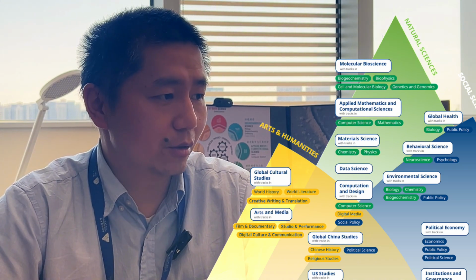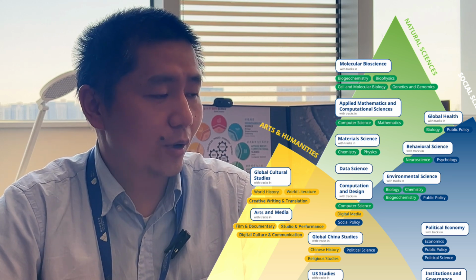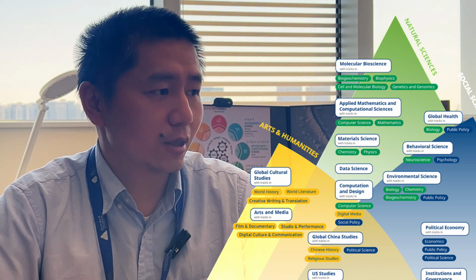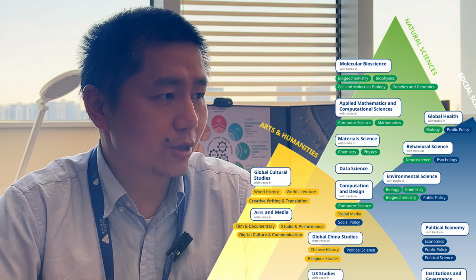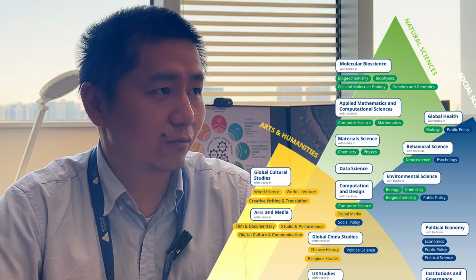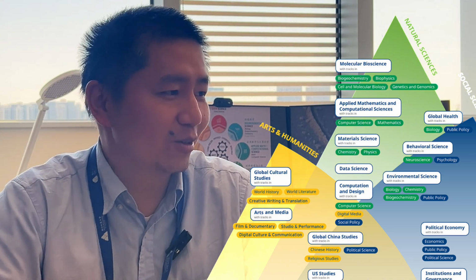interdisciplinarity of different majors. For example, we have applied math and computation, which have 2 tracks. One is more from the math, applied math area, one track. The other track is more from the computer science track. The same applies for behavior science. We try to bridge psychology, which is one of the tracks, to neuroscience. Basically, you start from understanding how our brain functions to how you make a decision.